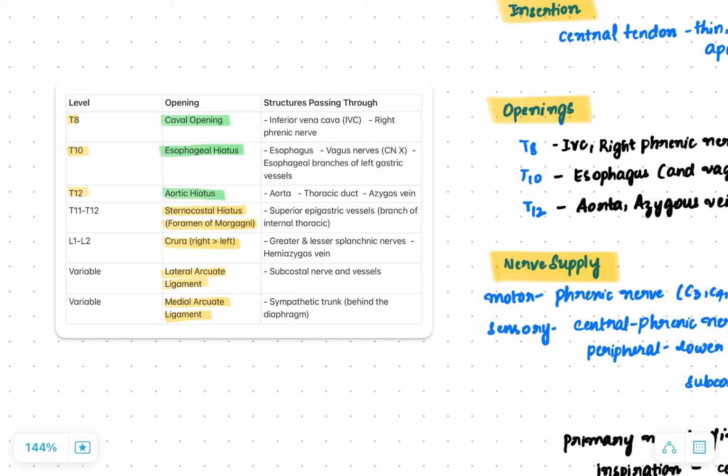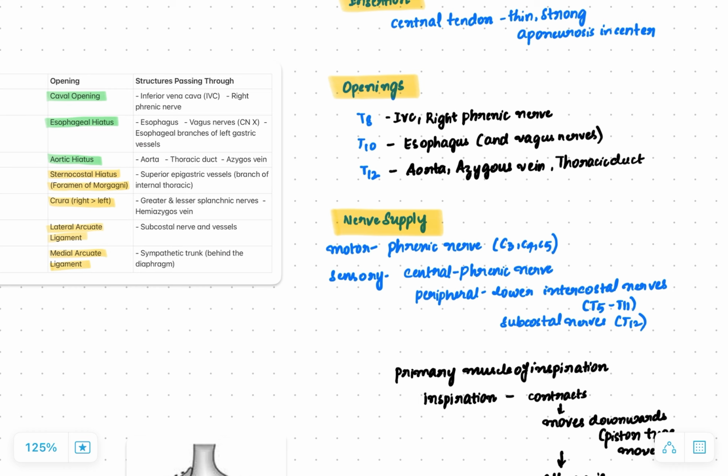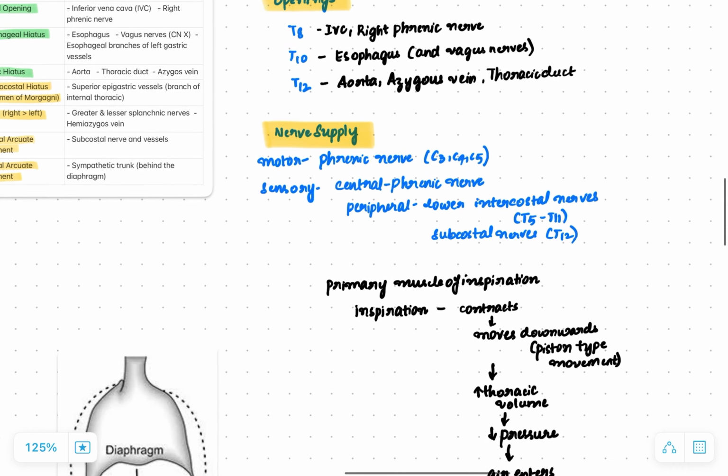And also at the L1 to L2 levels, the crura, that is the right more than the left crura. We know right is from L1 to L3, left is from L1 to L2. Here the greater and the lesser splanchnic nerves and the hemiazygos vein pass, and under the lateral arcuate ligament are the subcostal nerves and vessels, and under the medial arcuate ligament, the sympathetic trunk passes behind the diaphragm. So these are the openings. The major openings are T8, T10 and T12, which are the caval, esophageal and the aortic hiatus.